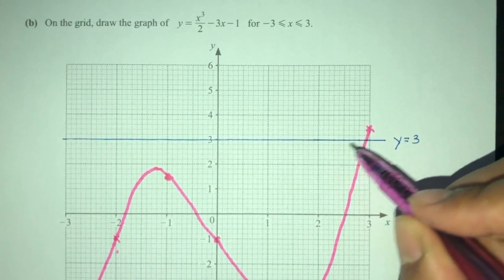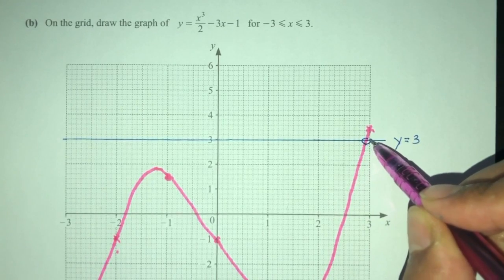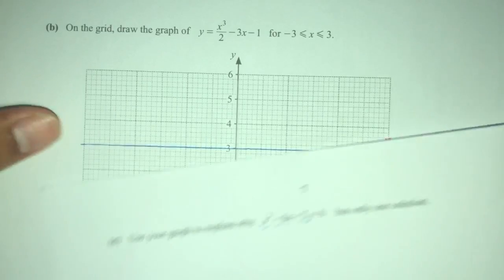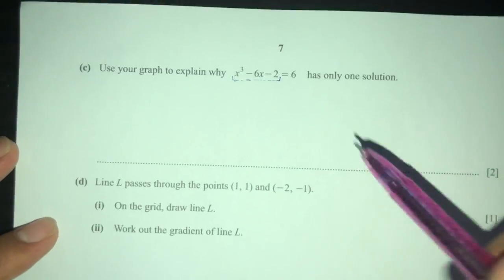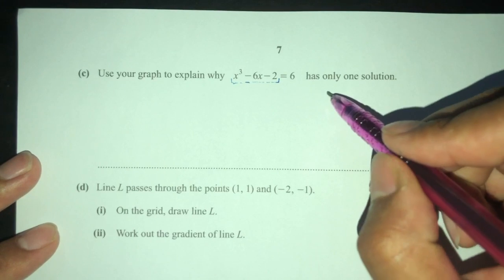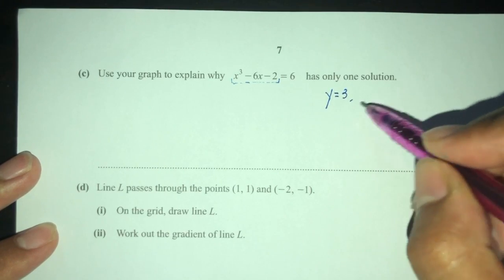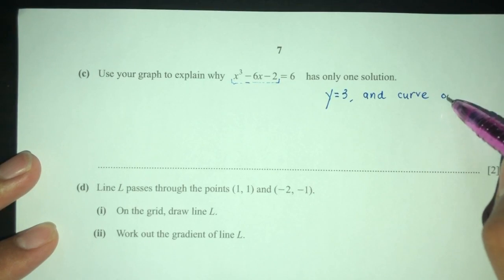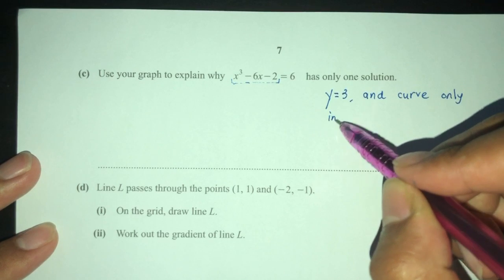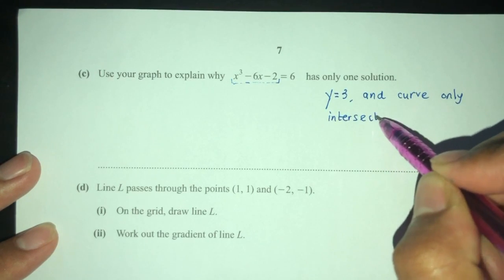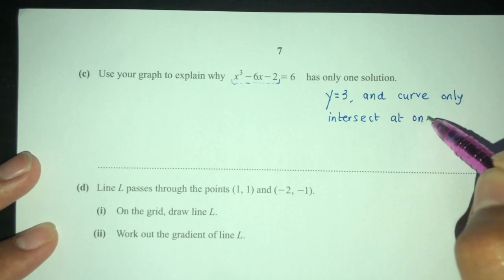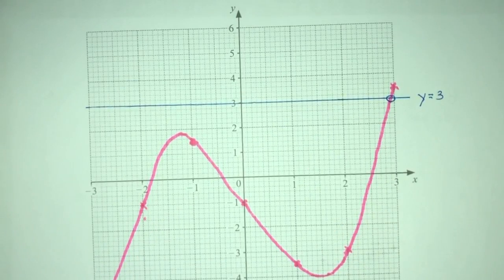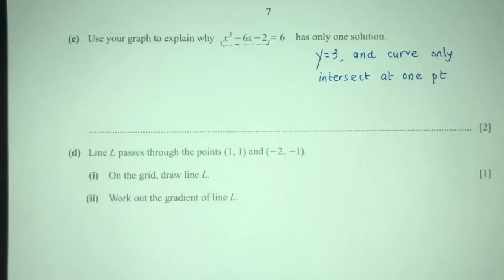Now you can see this one cuts the curve at exactly 1 point, and hence it has only one solution. So you can say that the curve and the line y equal to 3 only intersect at 1 point. And as shown on your graph as well, you can definitely see that's the case for this equation, right? So let's move on to part D now.